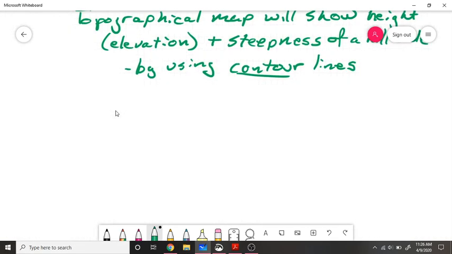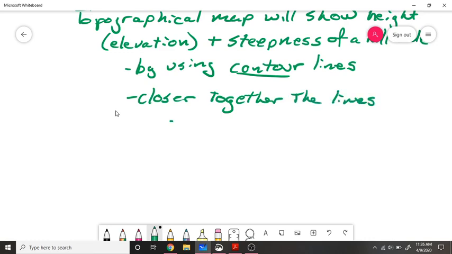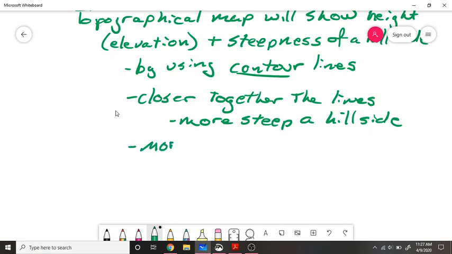When you look at a topographical map that we're going to look at in a minute, the closer together the lines are, the more steep. And the more lines you have, the higher the elevation.